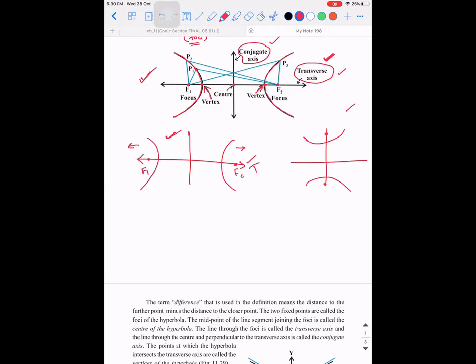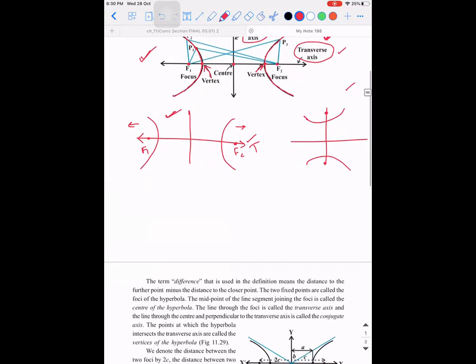Okay, sir, understood. To answer your question, now you're clear. So horizontal doesn't mean transverse. Transverse means it should pass through the foci. Understood, sir. Okay, yeah, good.